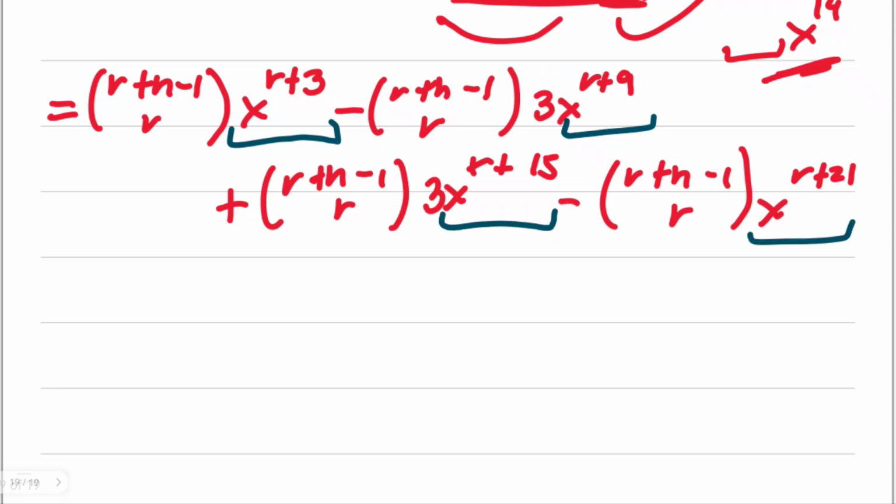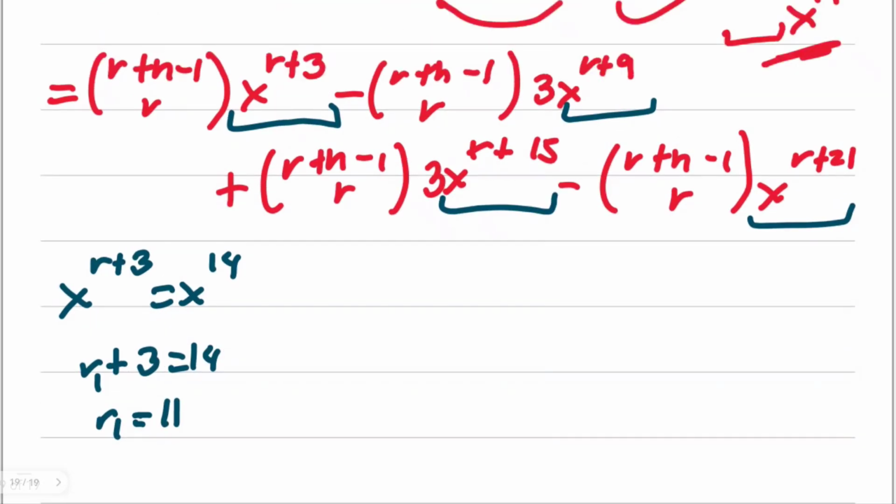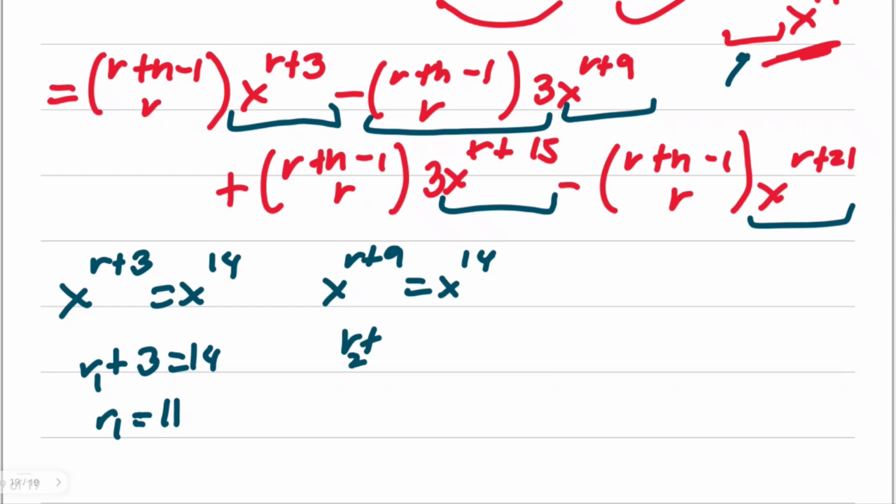So let's have here X. We have R plus 13 must be equal to X to the power of 14. So our R plus 13, let's call it R sub 1, is 14. So our R sub 1 is actually equal to 1. Okay, next, for our next situation here, X to the power of R plus 9 must be equal to X to the power of 14, so that this will be counted as one of the components for our coefficient for X to the power of 14. So R sub 2 plus 9 is equal to 14, so you have R sub 2 is equal to 5.